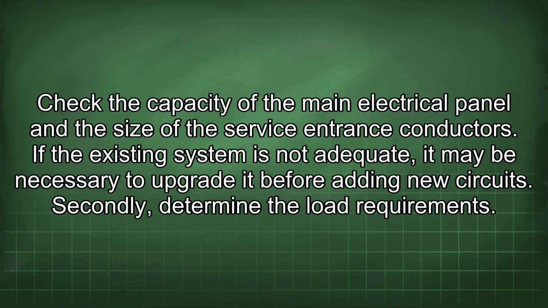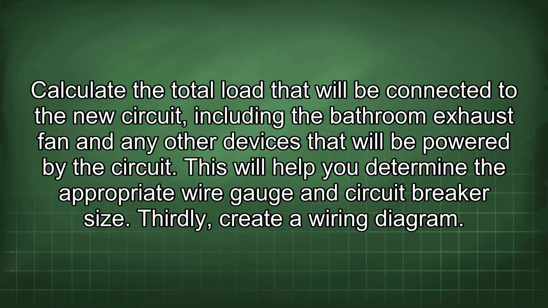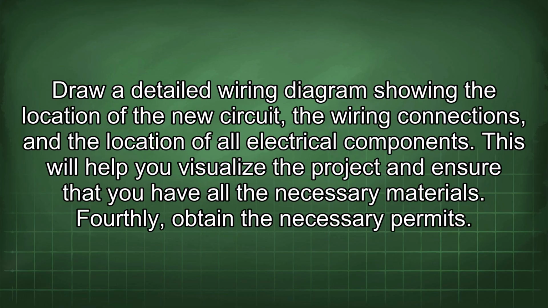Secondly, determine the load requirements. Calculate the total load that will be connected to the new circuit, including the bathroom exhaust fan and any other devices that will be powered by the circuit. This will help you determine the appropriate wire gauge and circuit breaker size. Thirdly, create a wiring diagram. Draw a detailed wiring diagram showing the location of the new circuit, the wiring connections, and the location of all electrical components. This will help you visualize the project and ensure that you have all the necessary materials.